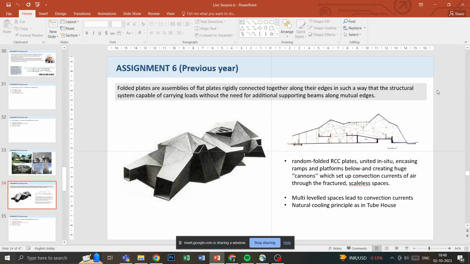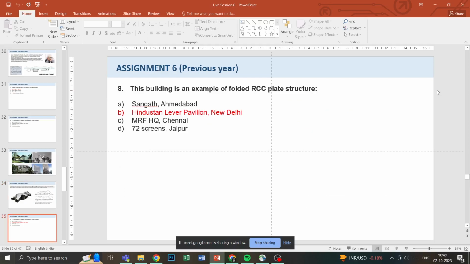So the design with multi-level spaces leads to convection currents, and the building is cooled with the convection current ideology. It is inspired from his tube house, which was designed by Charles Correa only, and it uses the natural cooling principle as in the tube house. So the answer is, the building that is an example of folded RCC plate structure is Hindustan Lever Pavilion.